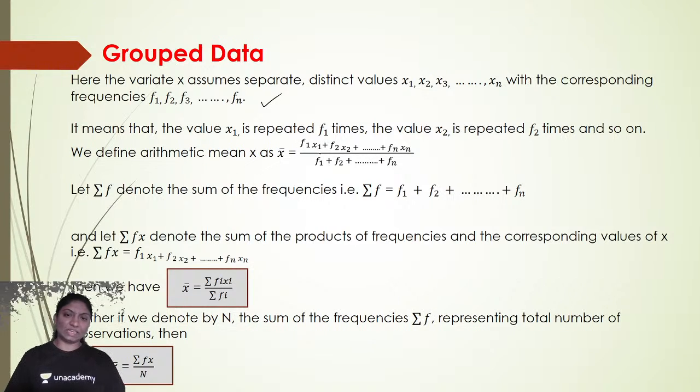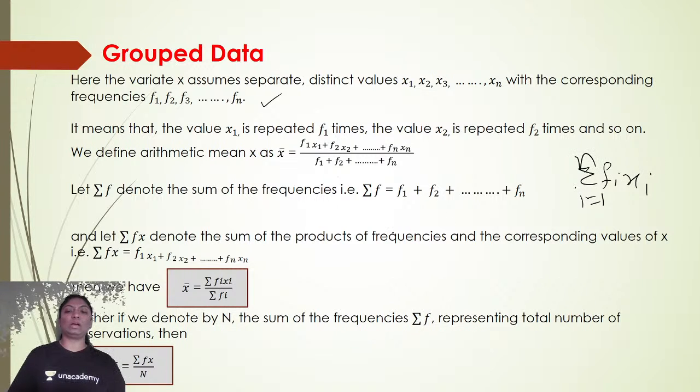We define the arithmetic mean x bar as f1 x1 plus f2 x2 plus and so on plus fn xn upon the sum of the frequencies, that is f1 plus f2 plus f3 and so on up to fn. Let summation of f denote the sum of all the frequencies, that is f1 plus f2 plus f3 up to fn. We also denote it by summation of fi, where i varies from 1 to n. Both are correct.